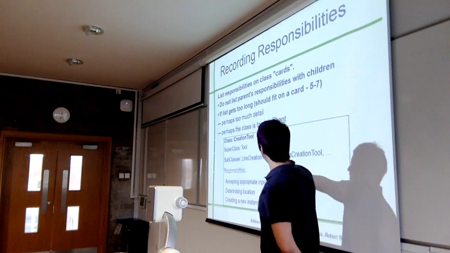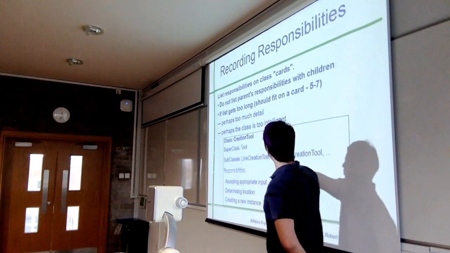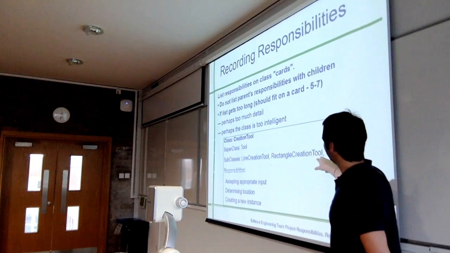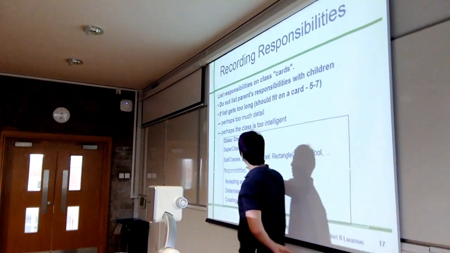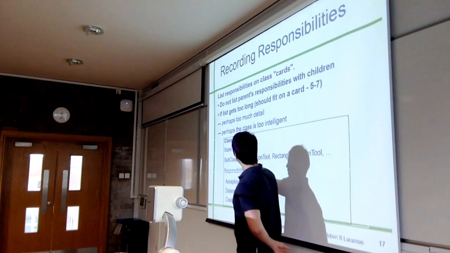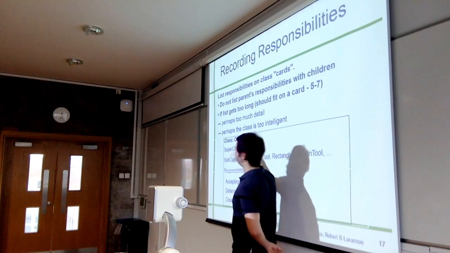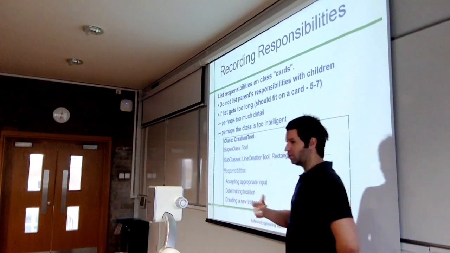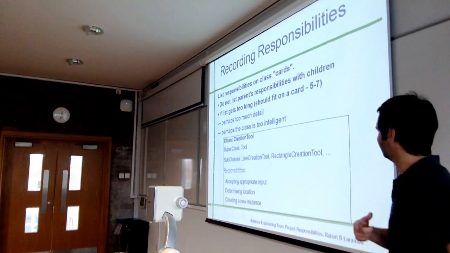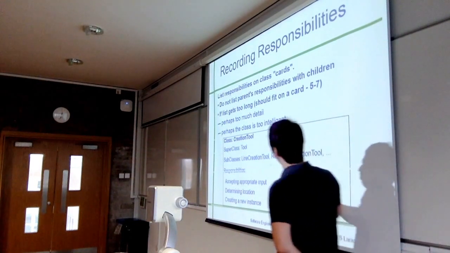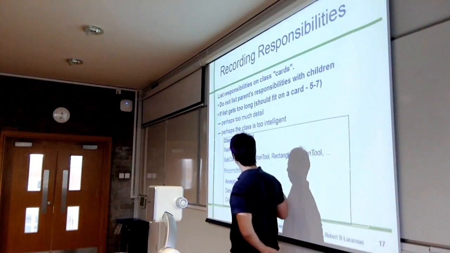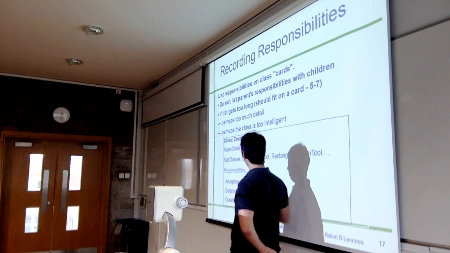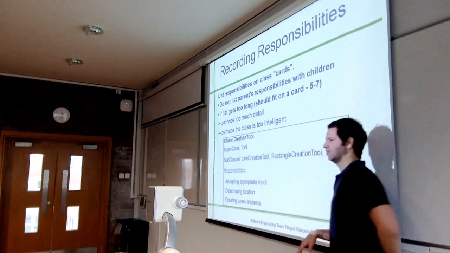Then it has child classes, Line Creation Tool and Rectangle Creation Tool. Right? So Line Creation Tool is a kind of tool. Line Creation Tool is a kind of creation tool. So the natural language works in both of those. And then we have responsibilities: accepting appropriate input, determining location, and creating a new instance.